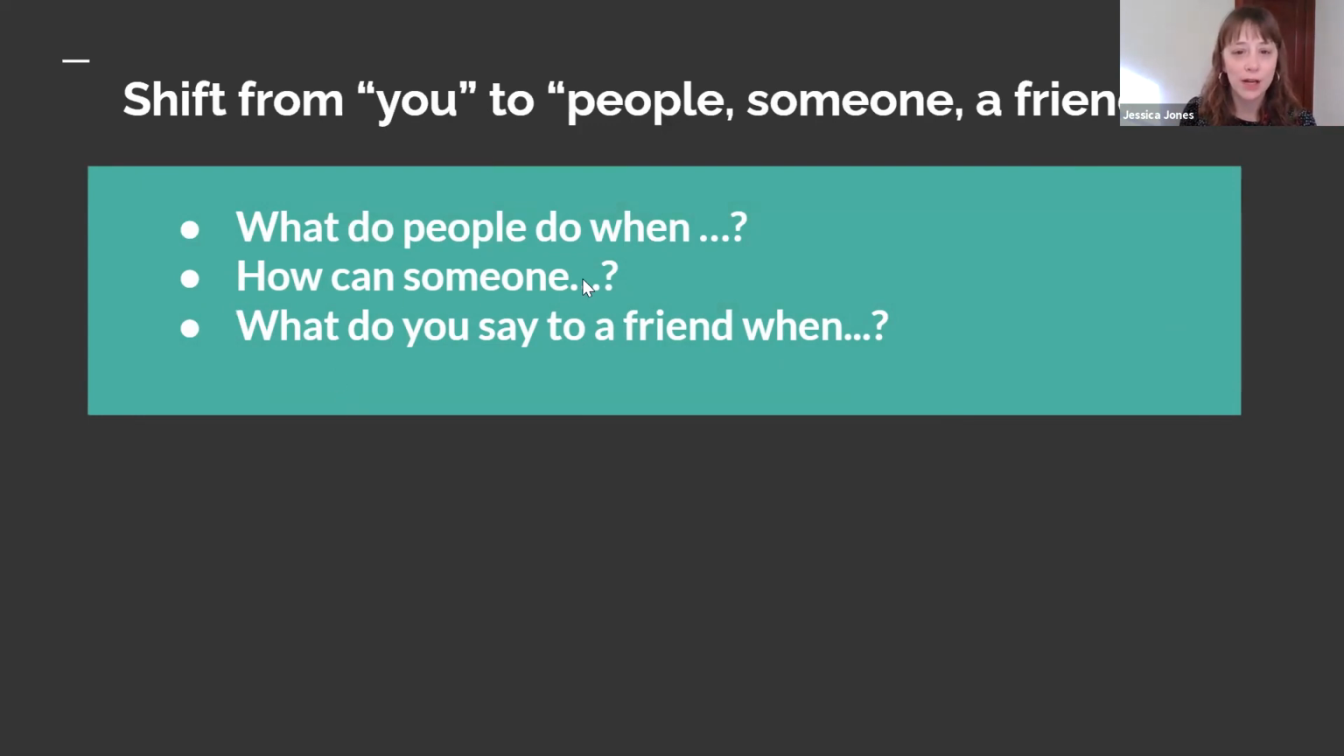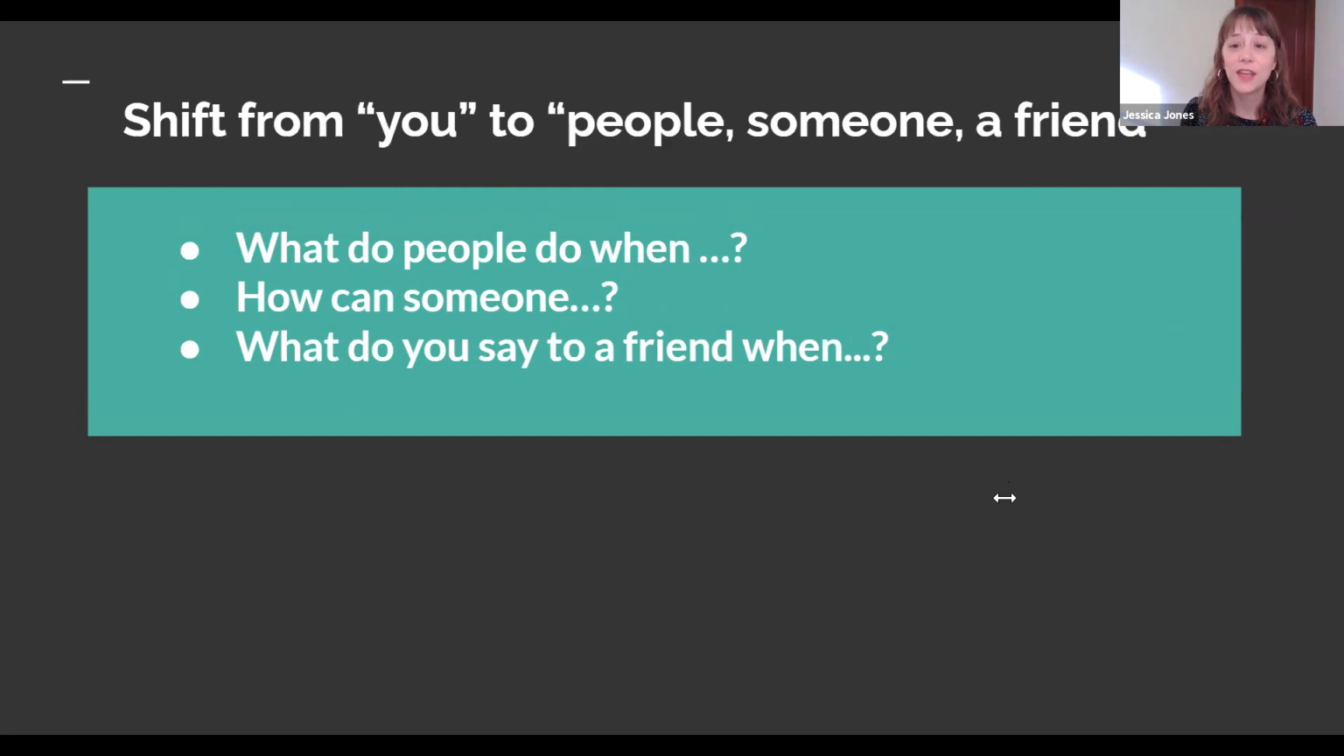How can someone, a lot of times I use this, what do you say to a friend, or what advice would you give to a friend in this situation? Again, it helps people to think sometimes about difficult topics, but distance themselves a little bit emotionally from those.